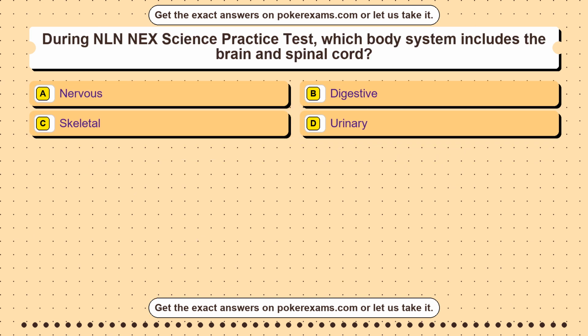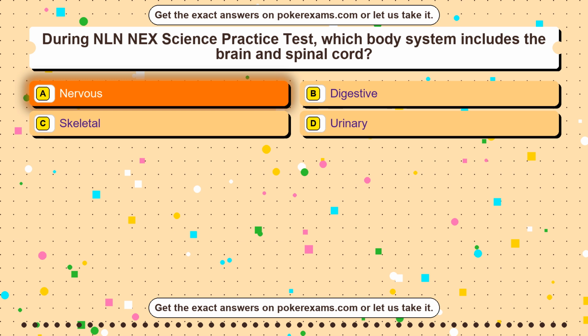Question 41. During the GED RLA practice test, which GED subject focuses most on interpreting experiments and data? Option A, Science. Option B, Social Studies. Option C, RLA. Option D, Geometry. The correct answer is option A.